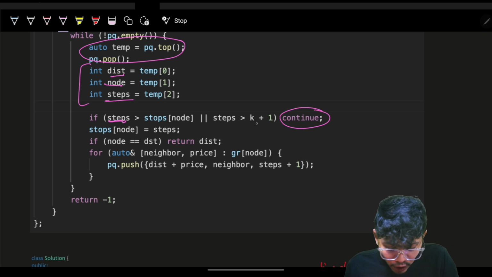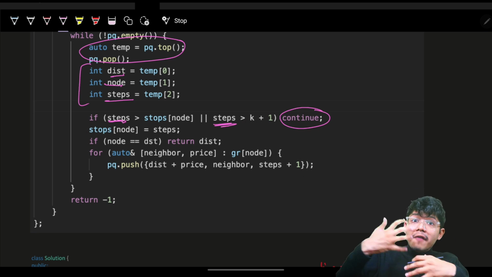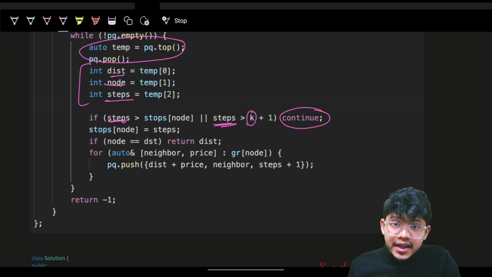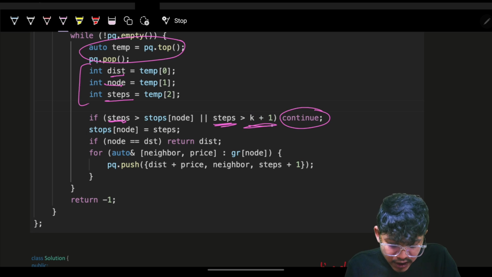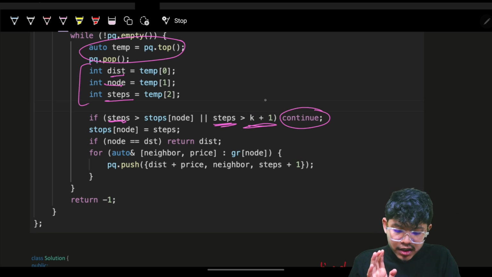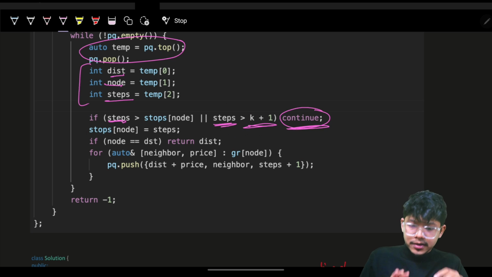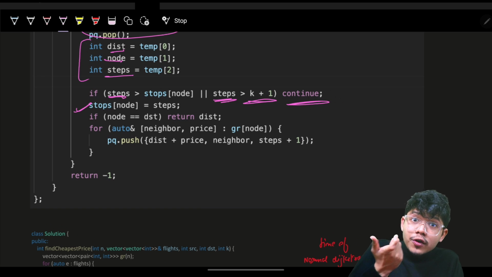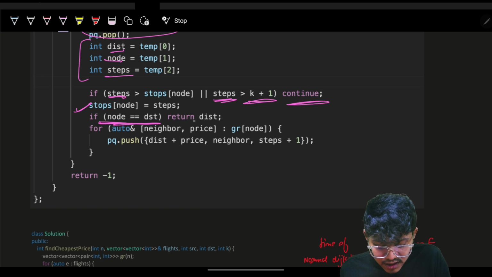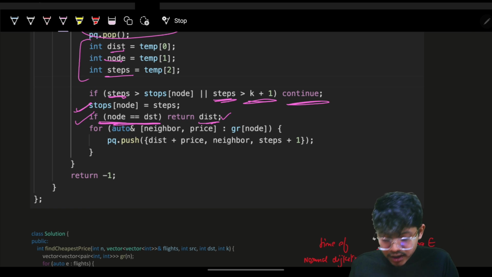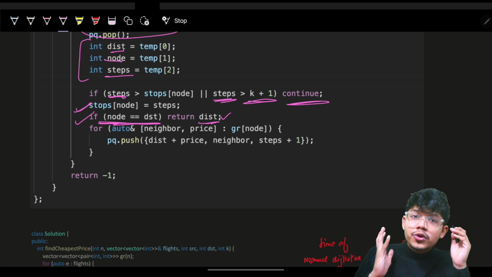Or what if you have surpassed the number of steps? As I showed you, stops are k, so the number of steps allowed is k plus 1. So if you have surpassed k plus 1 steps, simply continue, because this is not a good thing. If not, then override your number of steps. If I have reached the final destination, simply return the minimum distance, because this is right now the minimum distance. If not, then keep on pushing into your priority queue.